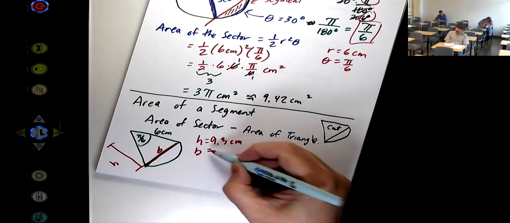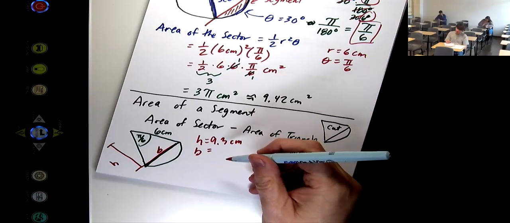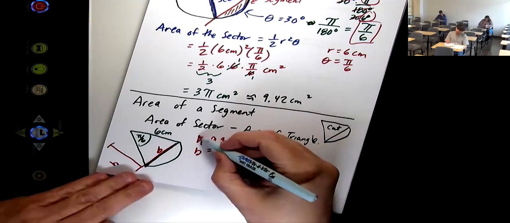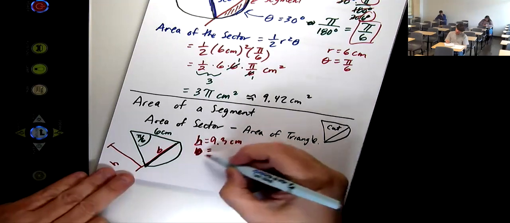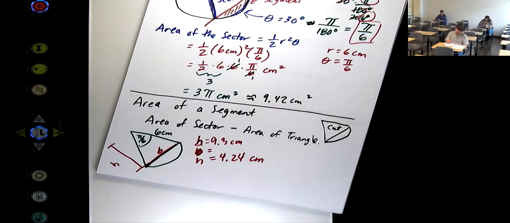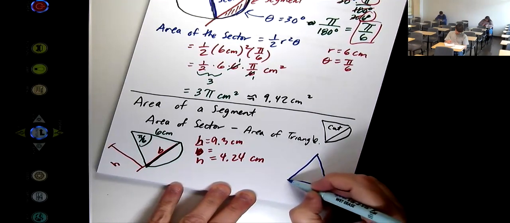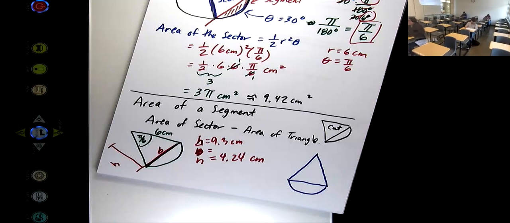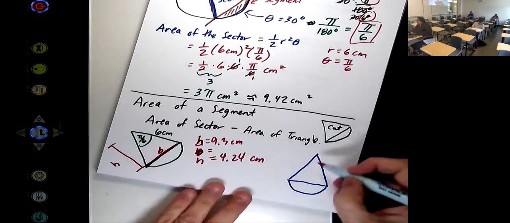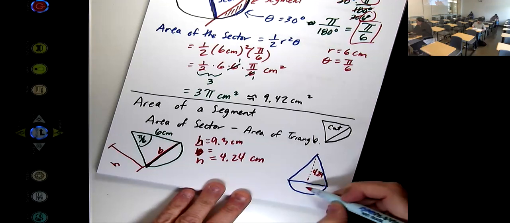And my base is going to be, I have that backwards. Base is 9.3. The height is going to be 4.24 centimeters. So if I rotate this picture and make it look more like a triangle, that is 4.24. And this length right here is 9.3.